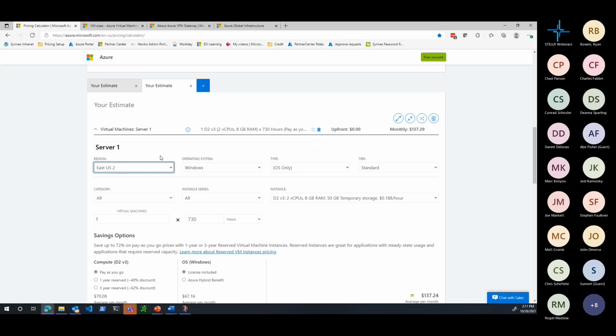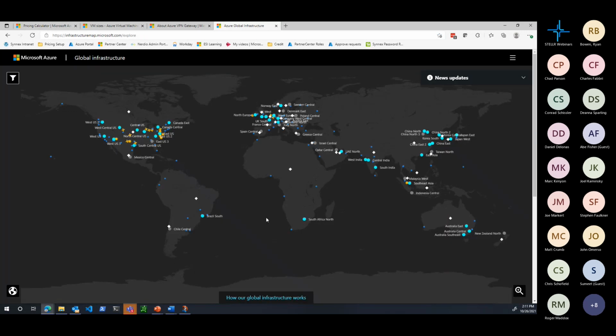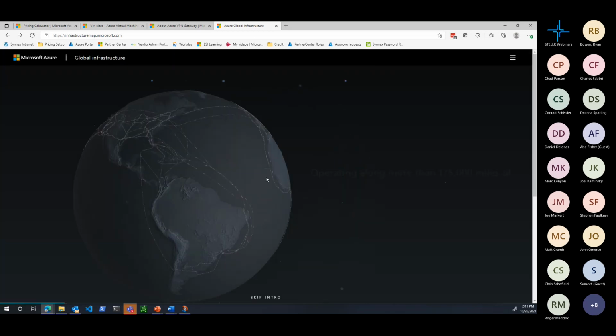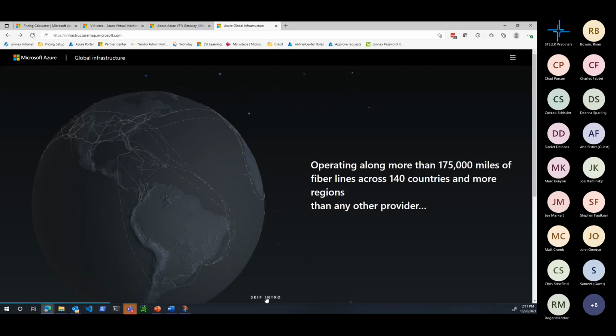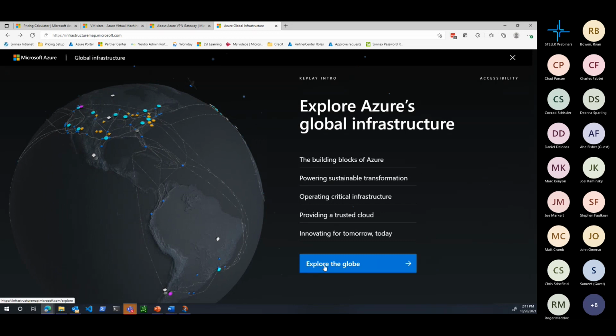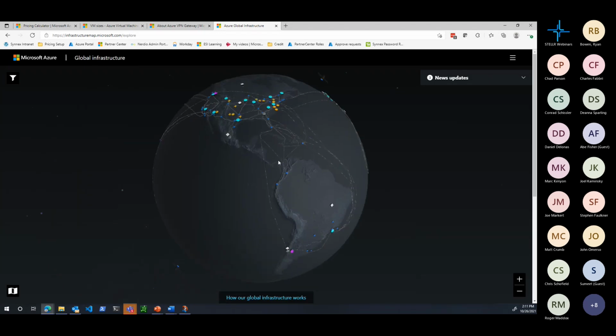That also gives me, if I remember correctly, let's see if I can go back. They also have a nice little map on the global infrastructure page that gives you the globe view that you can take a look at. And their nice little intro of how the global infrastructure is built out.